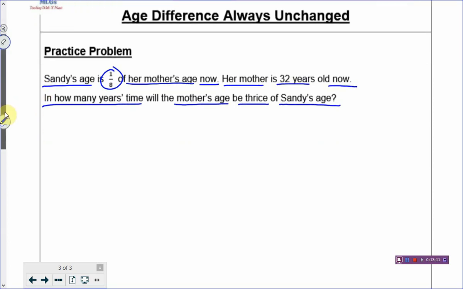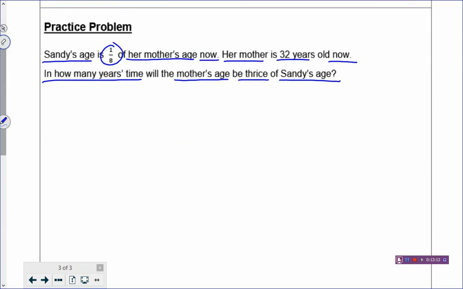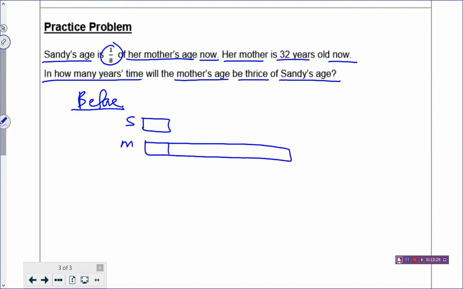Okay, now, so let's draw the model. So you have the before model first, right? You always start with the before model. Sandy has 1 box, and the mother has 8 boxes. So you draw a longer rectangle. 1, 2, 3, 4, 5, 6, 7, 8. Alright, and her mother is 32 years old now. So you indicate arrow sign, 32 years, and you're until here.